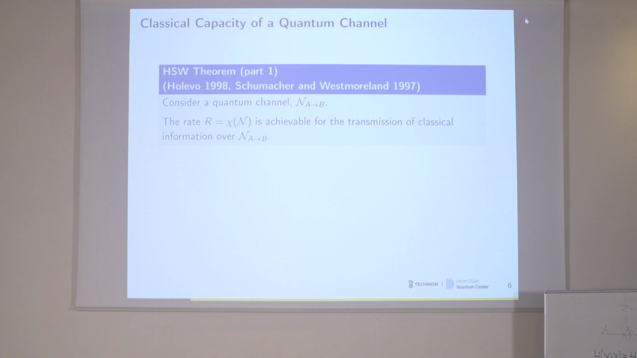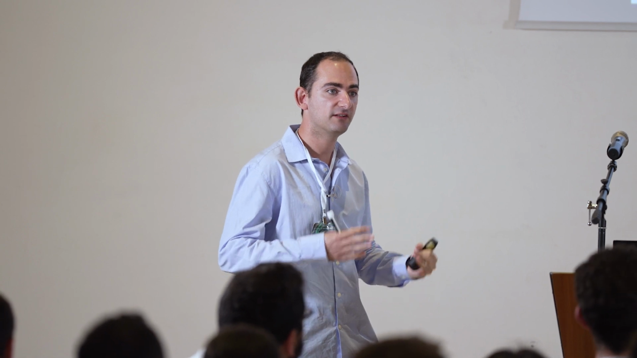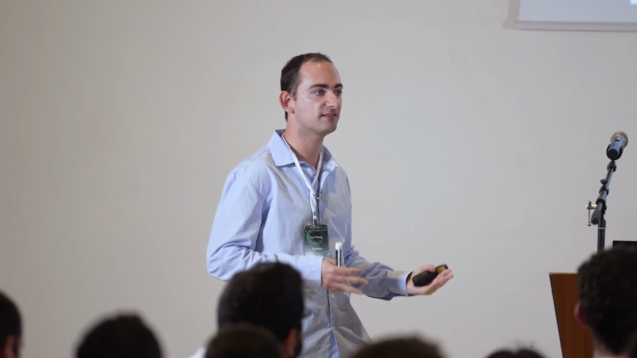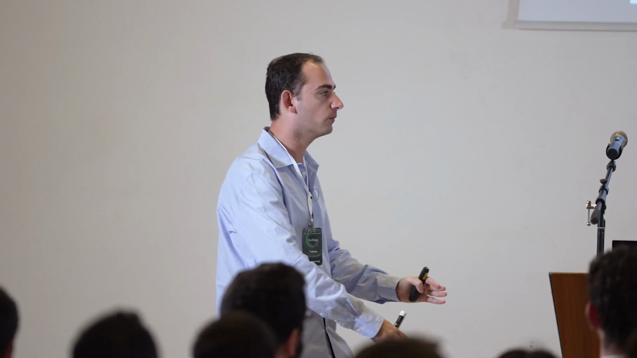Okay, so now I give the HSW theorem, named after Holevo, Schumacher, and Westmoreland. The first part of the theorem: let's consider a given channel. Now the rate R that is equal to the Holevo information of this channel is achievable. It is possible to communicate at this rate with an error probability that tends to 0.